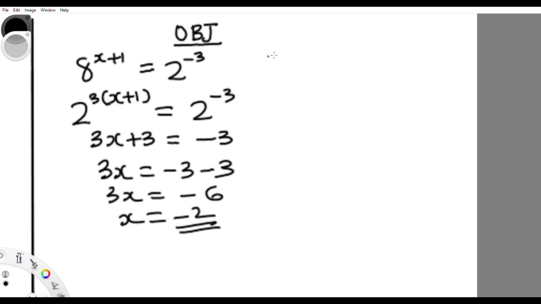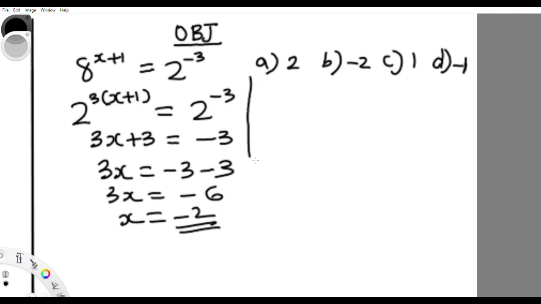Now the options might be like A 2, B minus 2, C 1, D minus 1, and you are told to pick one. Now, like I said, you are using their options to answer their question in the shortcut. So what would you do in your rough sheet? Just quickly put 2 up here. That becomes 8 raised to the power of 3, and 8 raised to the power of 3 is not the same as 2 raised to the power of minus 3. So this option A is out of it. Now let's try option B.